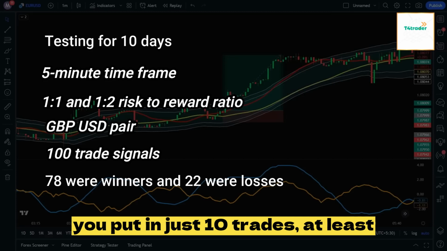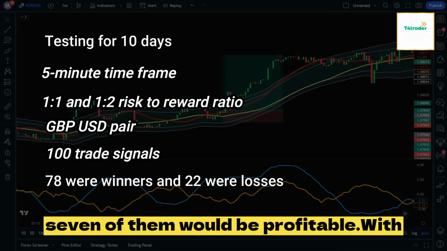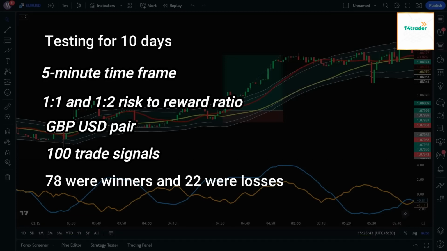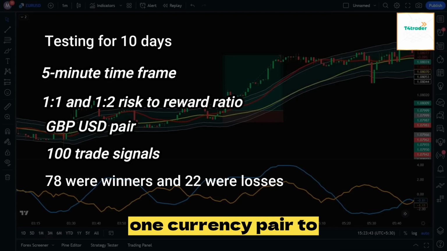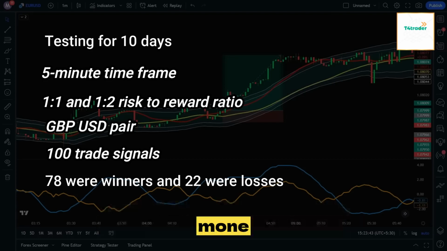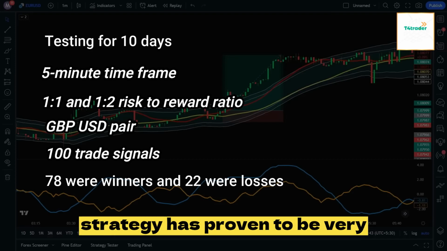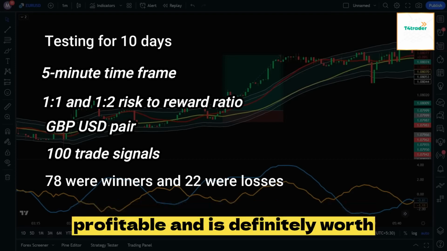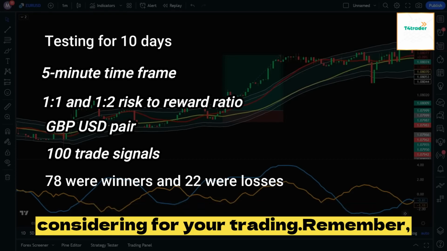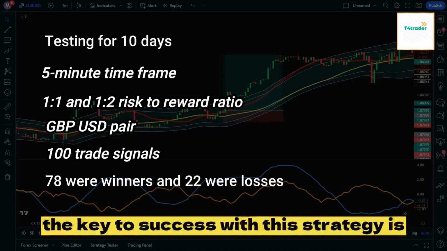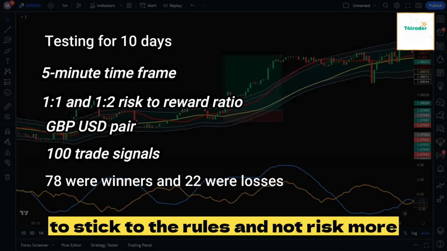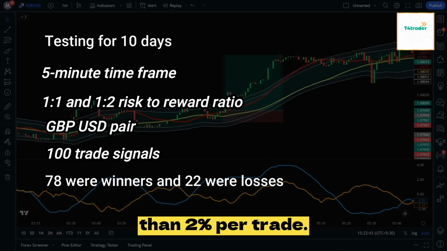Even if you put in just 10 trades, at least 7 of them would be profitable. With a 1-to-1 risk-reward ratio, it's important not to risk more than 2% per trade, and you can use more than one currency pair to potentially earn even more money with this strategy. Overall, this strategy has proven to be very profitable and is definitely worth considering for your trading. Remember, the key to success with this strategy is to stick to the rules and not risk more than 2% per trade.